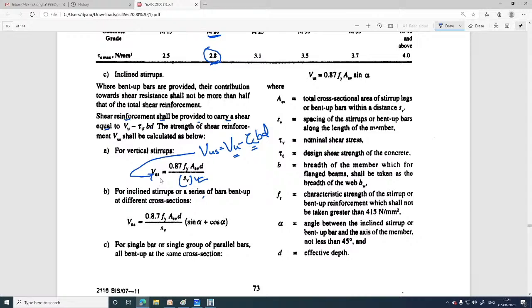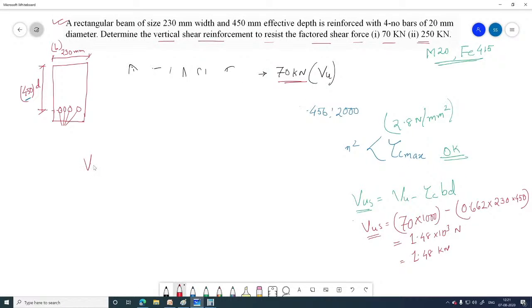So now we will put this equation as I have told earlier, that is VUS is equal to 0.87 Fy ASV d by SV. Okay, so let's write the formula, that is VUS equals 0.87 Fy ASV into d by SV. SV is the spacing and VUS is the balance shear force. So in this equation we know the value of VUS, that means the balance shear force, that is known. Fy value is also known.